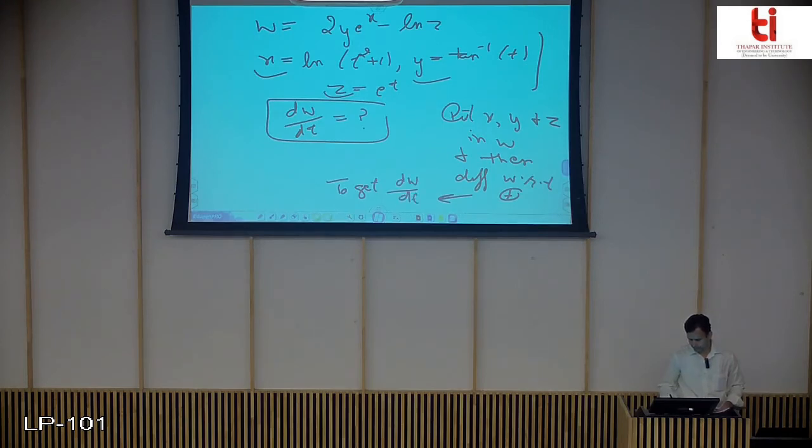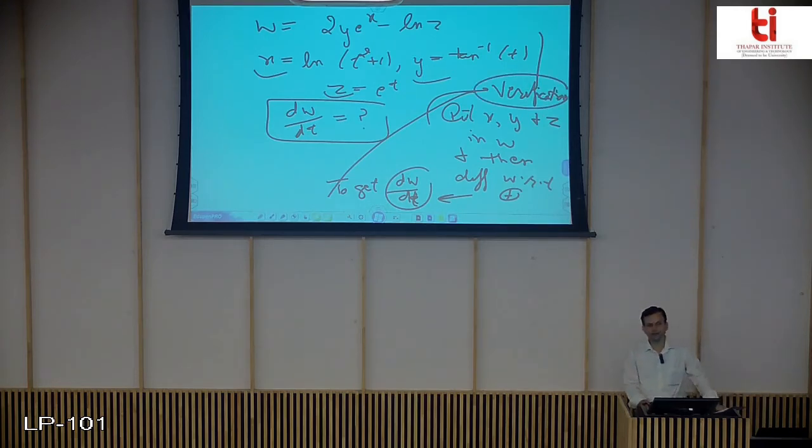Yes, no doubt, this is the thing we usually do when we do not have the chain rule. But you can use this for verification of your result. You can verify whatever result has come by the chain rule by just substituting x, y, z back in w and then differentiating it with respect to t. Now, why do we not prefer this?